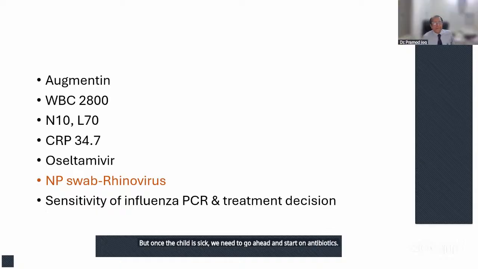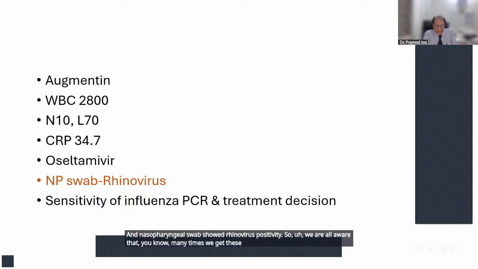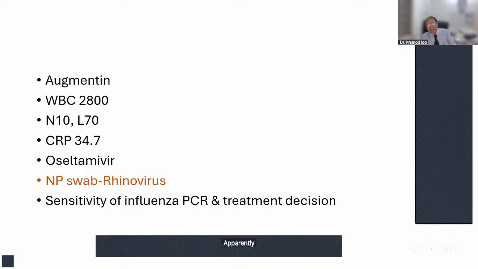Right. So this child was put on amoxiclav. The WBC count was 2800, and the neutrophils were 10, lymphocytes 70. CRP was 34.7, and this child was put on oseltamivir, and the nasopharyngeal swab showed rhinovirus positivity. So we are all aware that many times we get these viruses which may be apparently innocuous, and so I would just like your opinion, Dr.